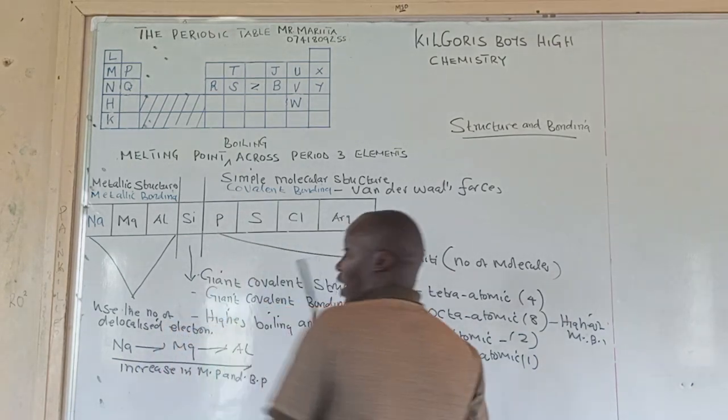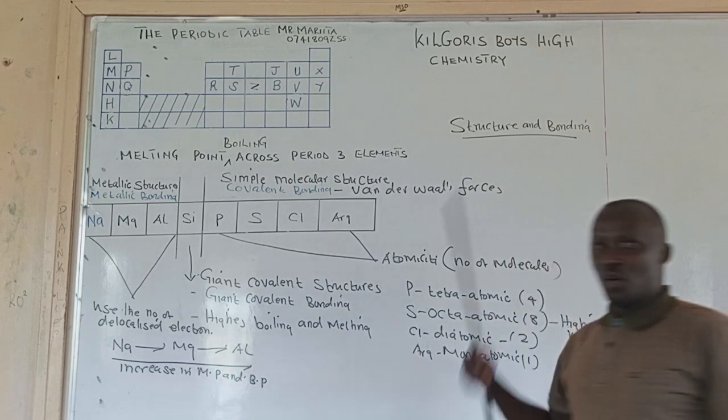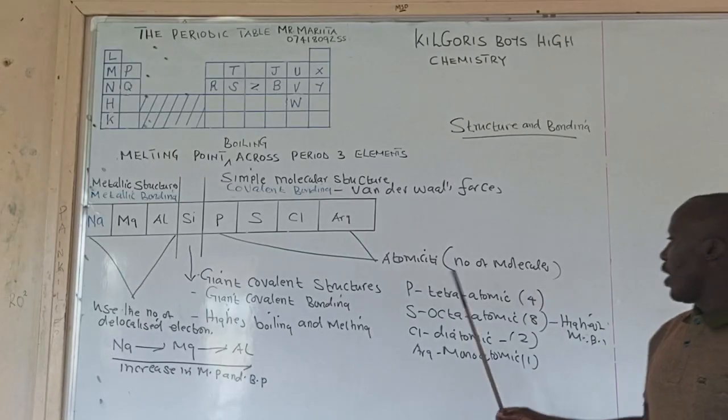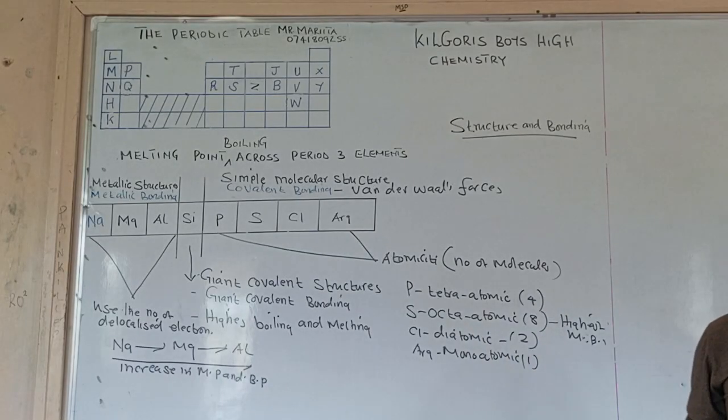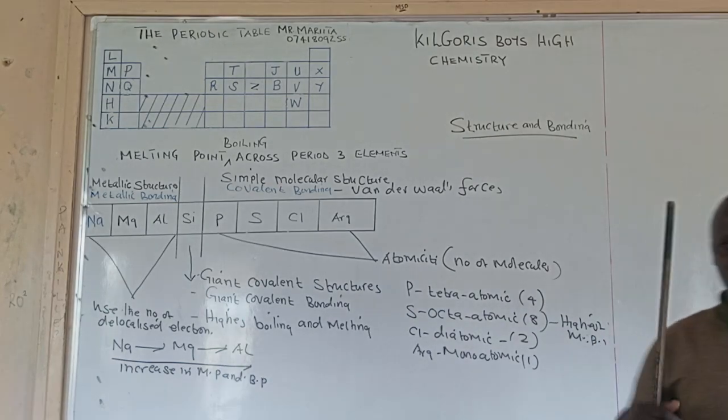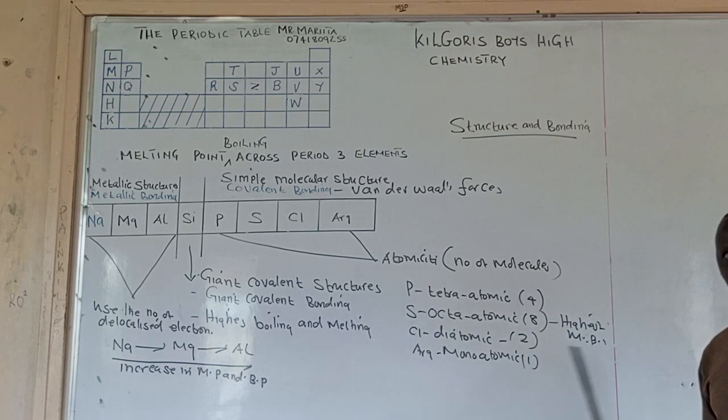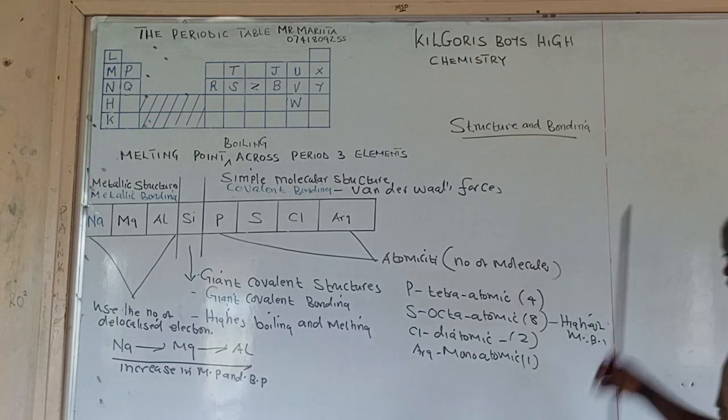So when told to compare the melting points here, in this case we use the size of the molecules, whereby the higher the number of atoms in the molecule, the higher the melting and the boiling points, because of the strong intermolecular forces between the molecules.